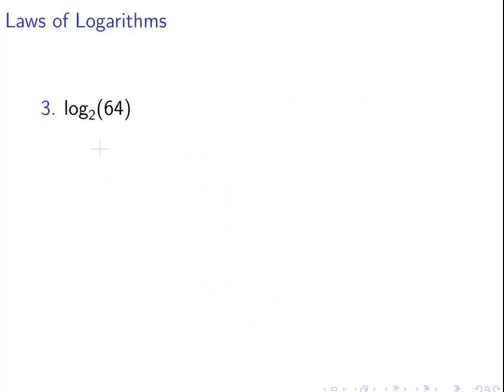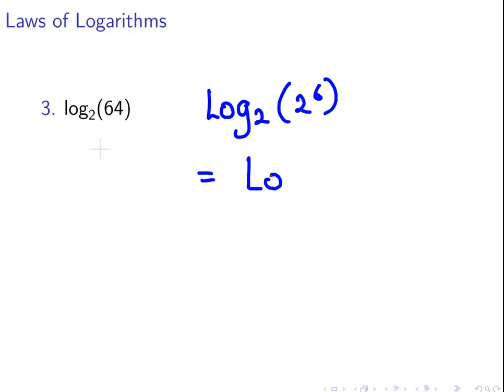This is a relatively straightforward one. Log to the base 2 of 64, where 64 is 2 to the power of 6. So that is 6 times log to the base 2 of 2. That's just equal to 6. Okay, and the next one.